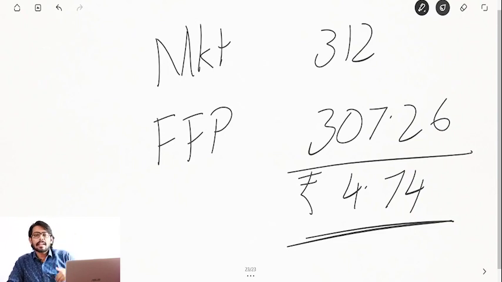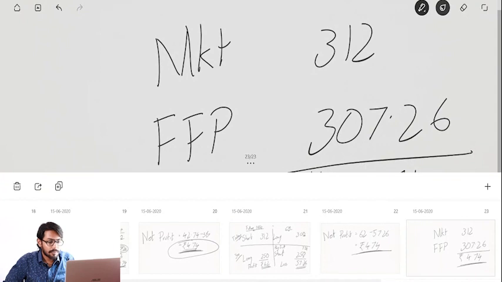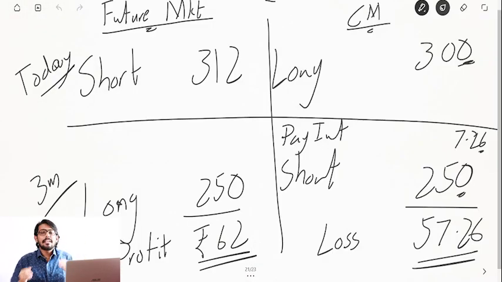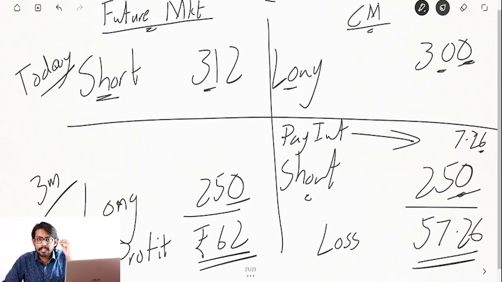Okay, if the price goes up to 350 or comes down to 250, you still have a profit of 4.74 no matter what. What is the strategy? Futures are overpriced. So you sell it, go short. Accordingly, long, short, long. Fill out the prices. Today future price is 312, share price is 300. After 3 months, you are assuming it is 250, both sides are 250. Compute the profit, compute the loss, pay interest. Don't forget to pay interest. Now, this is the concept.